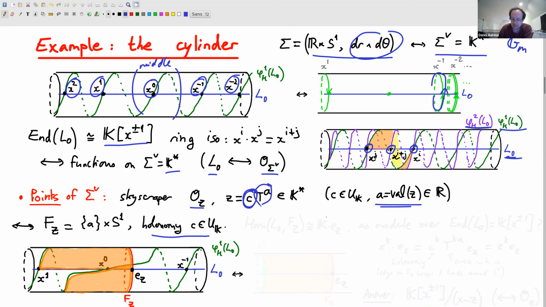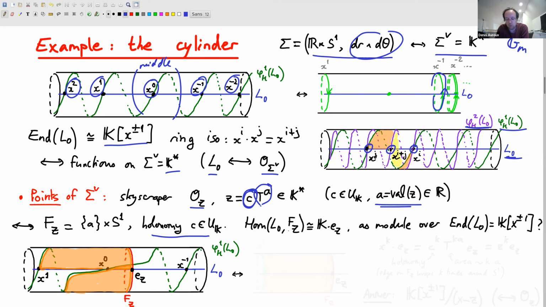So if I want to understand how this interacts with L0, well, I can calculate the morphisms between L0 and this object in my wrapped Fourier category. The answer is they intersect just in one point that I will call E sub z. So this is just a one-dimensional vector space generated by E sub z. And you can wrap or not wrap, it doesn't matter. It's all the same here.